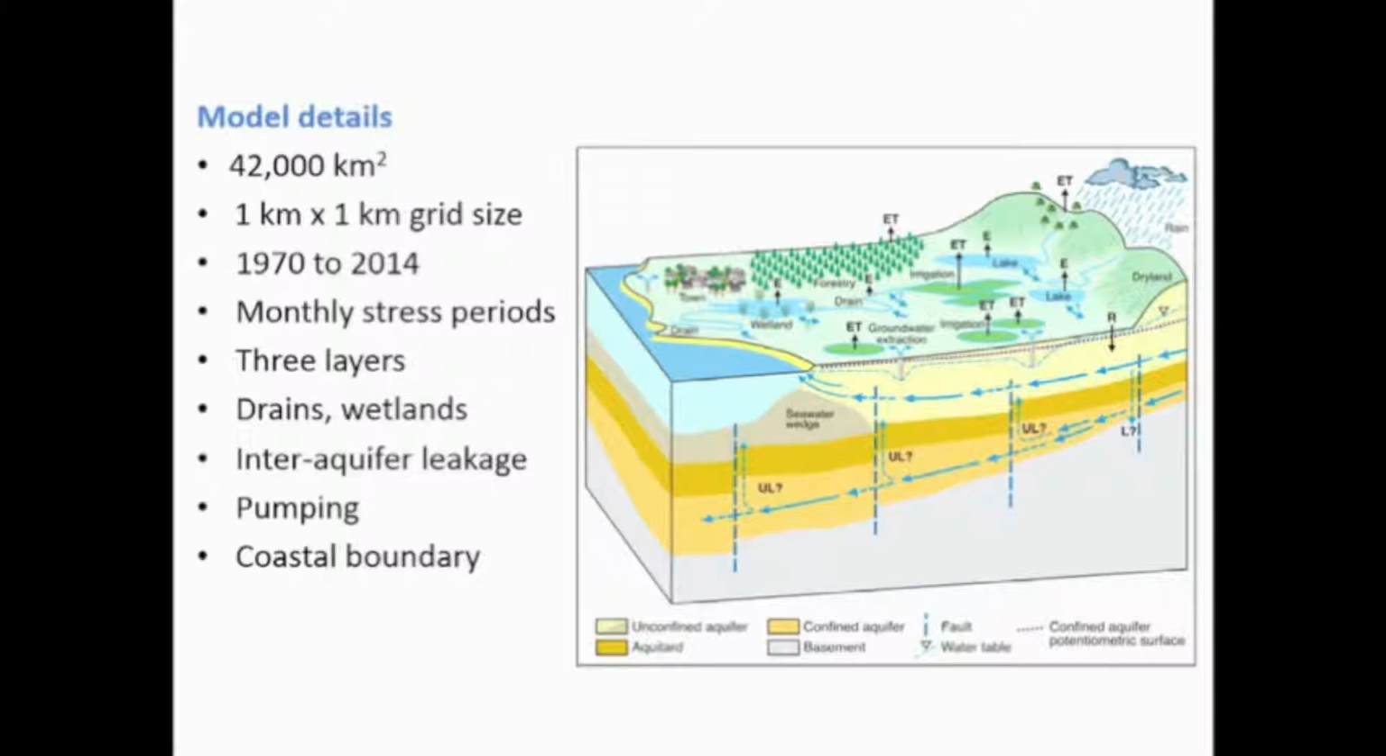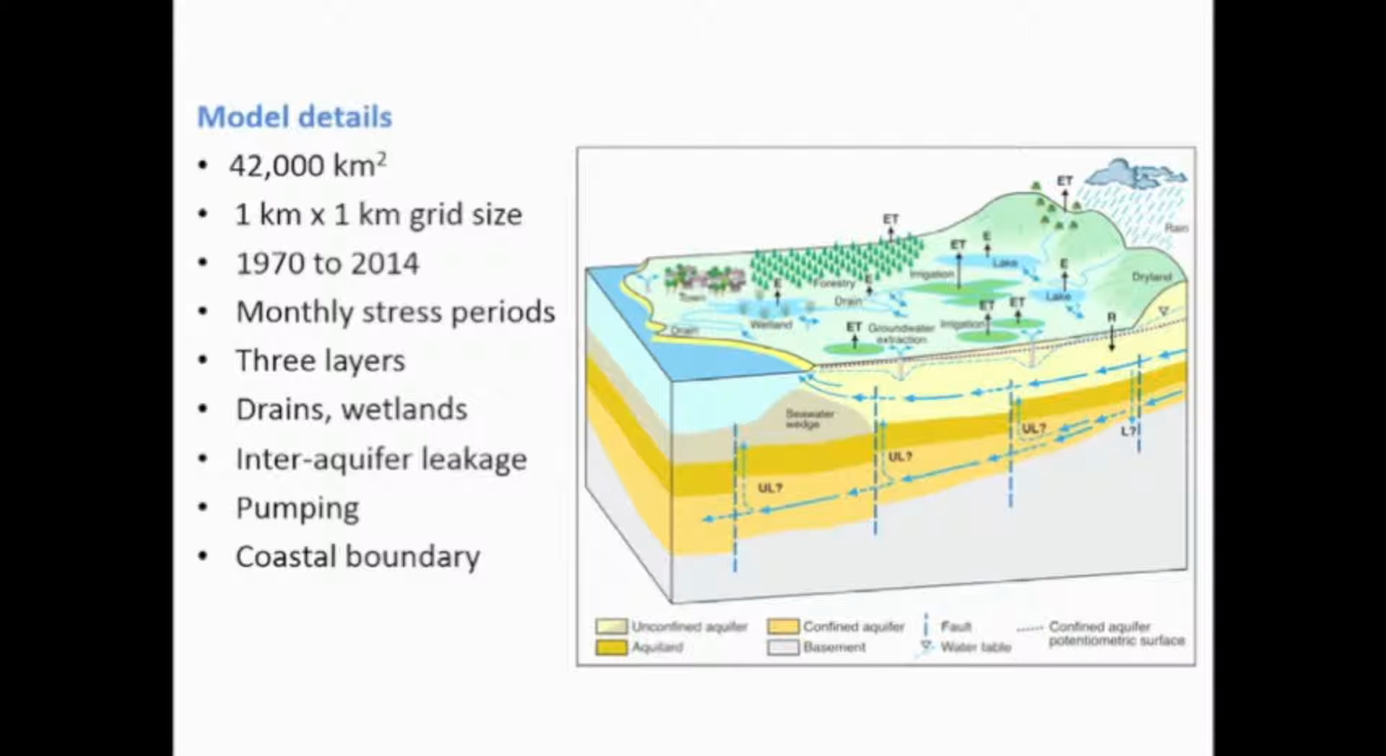So the groundwater model is very large. It covers approximately 42,000 square kilometres. 26,000 square kilometres of that is active cells. Consequently, it's got a very coarse grid resolution of 1 kilometre by kilometre. We're representing 3 layers in the model: the unconfined aquifer and aquitard and the underlying confined aquifer.